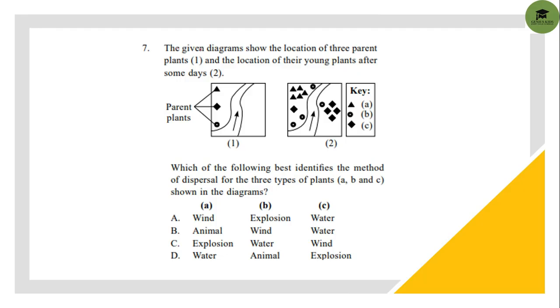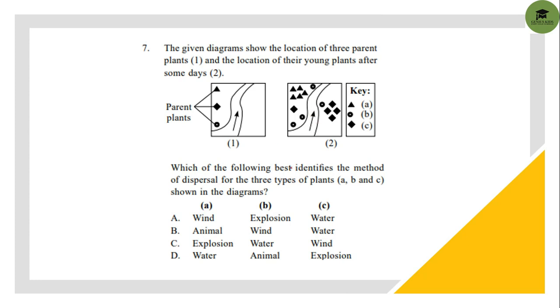Next question. The given diagram shows the location of three parent plants, and the location of their young plants after some days. So in this way, these are the parent plants, A, B, C. These are three parent plants, and these are the young plants after some days.